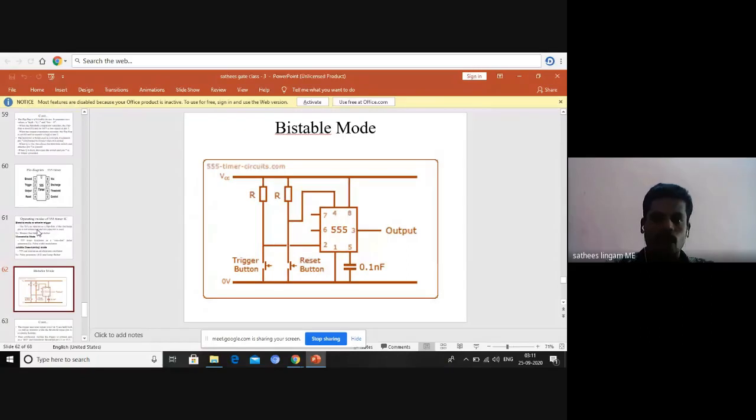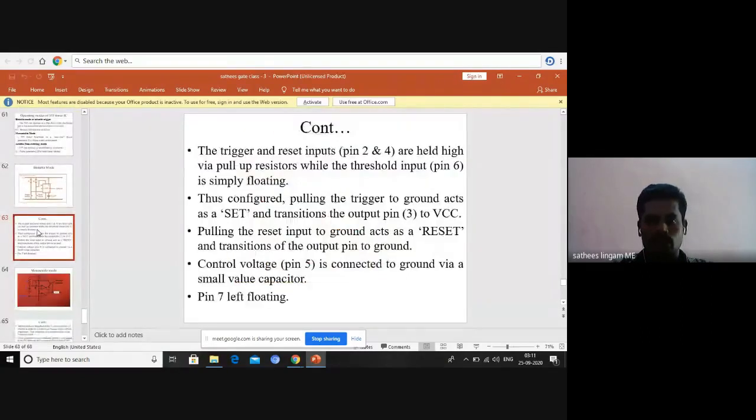Okay, so the trigger and reset inputs, pin 2, are held high through pull-up resistors, while the threshold input is simply floating. Thus configured, pulling the trigger to ground acts as a set and transitions the output pin 3 to VCC. Pulling the reset, pin 7, is left likewise.